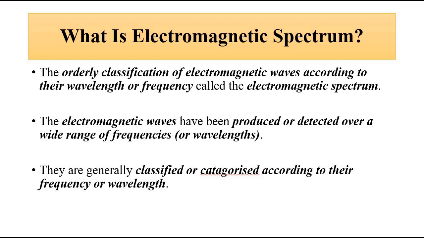Some people like to use the wavelength approach. They like to see the categorization in terms of wavelength, and some like to do it in terms of frequency. It depends upon the requirement also. The charts which are available for the electromagnetic spectrum constitute both wavelength and frequency. The basic definition of the electromagnetic spectrum is that it is the orderly classification of electromagnetic waves, either according to their wavelength or frequency. Okay, so it gives us a table.